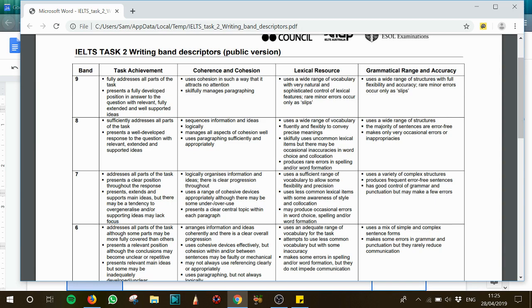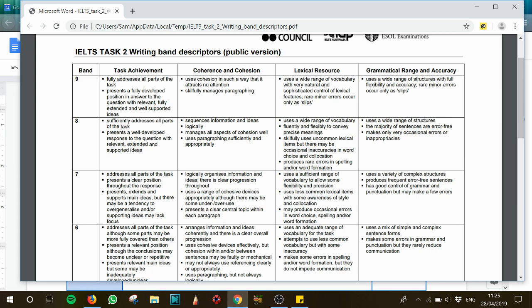Let's have a look at band 8 and see if we can get any of these, because I'm always looking to give the highest band score that I can. So sufficiently addresses all parts of the task. I think he sufficiently addresses most parts of the task, but perhaps that part, to what extent, he could do better. So we're close to this, but we're not quite at a band 8.